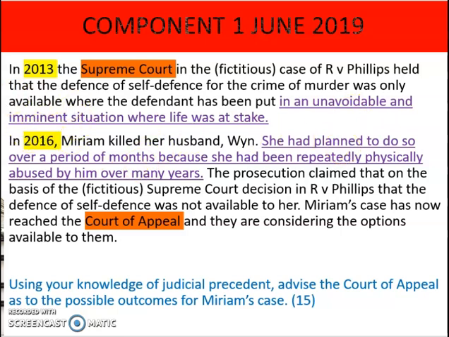And the fact that the other ratio says imminent, we know that that means almost immediately. And here in her situation, it's over a period of months. So arguably, it wasn't imminent because it was going on for a long period of time. So you can see here that in this most recent case, they're saying, well, she can't have self-defense because she was not in an unavoidable and imminent situation. So those are the issues.